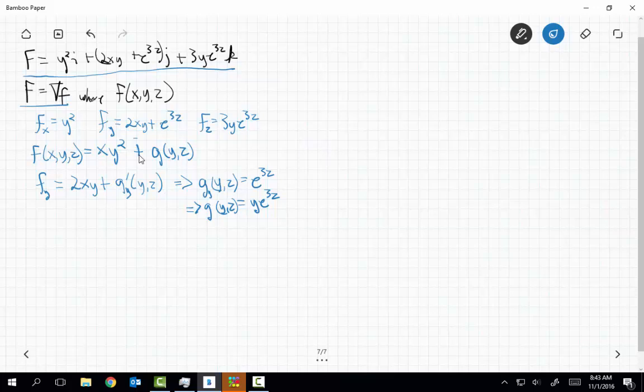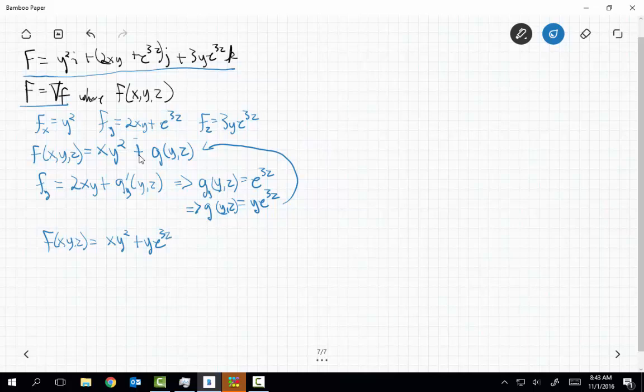Now, let me write that out. Let me steal this piece of information and stick it in right there so we can look at it. All I did was take the antiderivative of this guy with respect to y. Why with respect to y? Well, because I took a partial with respect to y. So my claim at this point is that f of x, y, z is equal to x y squared plus y e to the 3z.